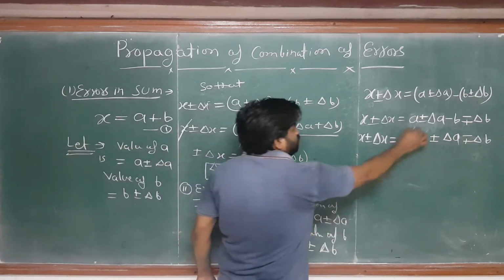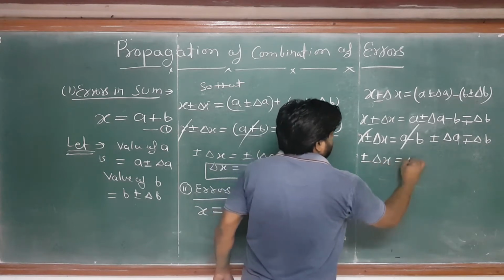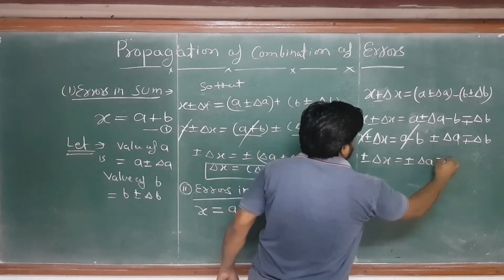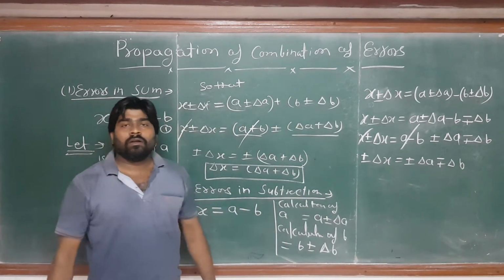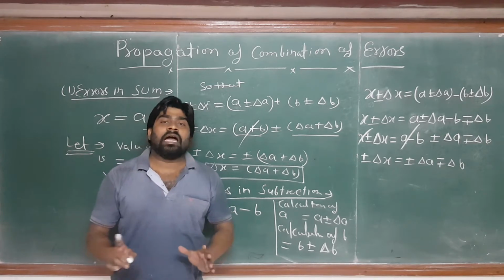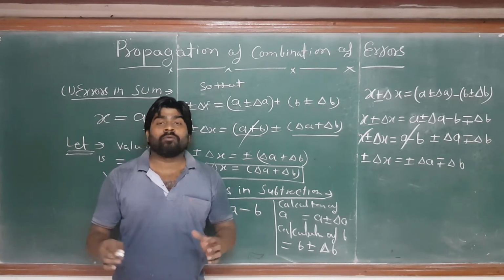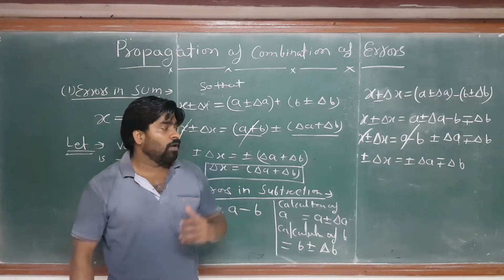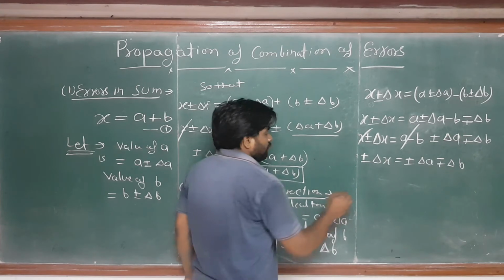So the a minus b will cancel, and this is plus minus del x and plus minus del a plus del b. There is one rule, whether it is subtraction or addition. The errors never subtract. The errors cannot be subtracted from each other. So whatever the errors del a and del b are, you have to write it in this way only.